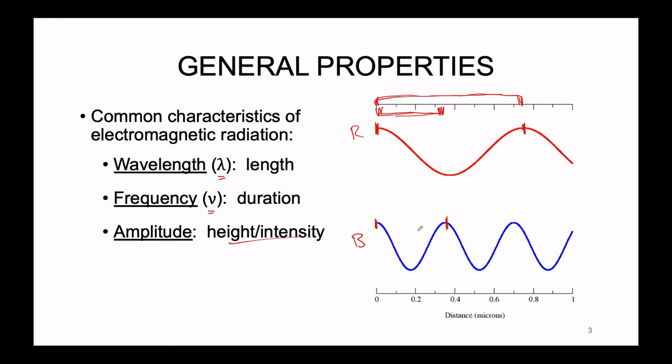Now the frequency, again, is how quickly it takes for the light to actually pass from one point to another. The wavelength and the frequency are inversely proportional.